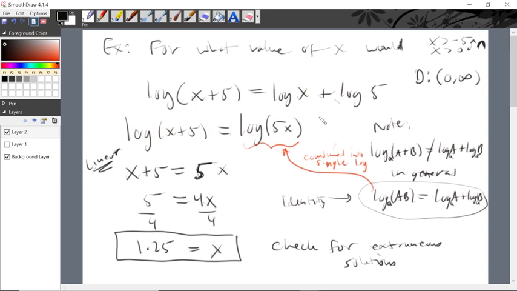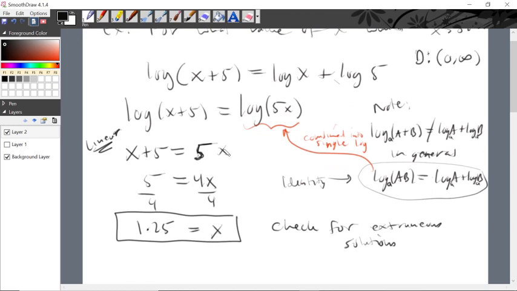So any value of x that we get by solving this equation is going to have to be within this domain. And the value of x we got, 1.25, is in that domain, so it seems reasonable that it would be the solution, possibly. But we really should check by plugging it into the original equation just to verify that it actually is going to work.